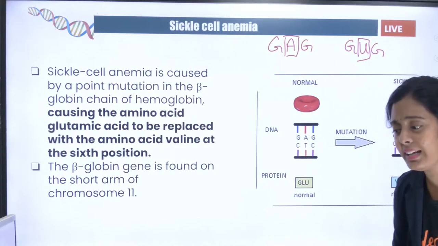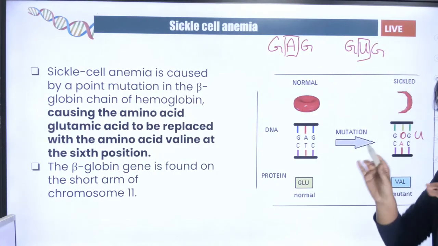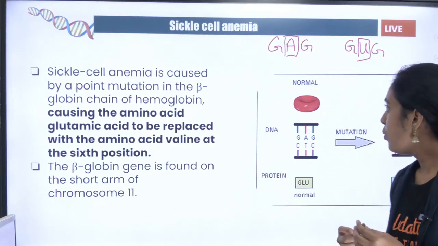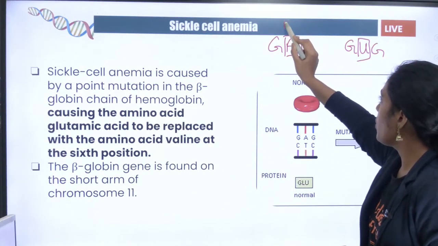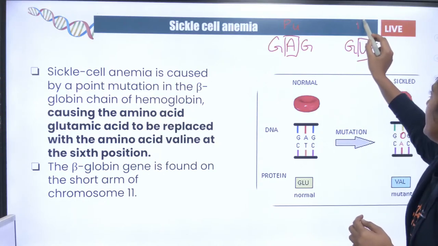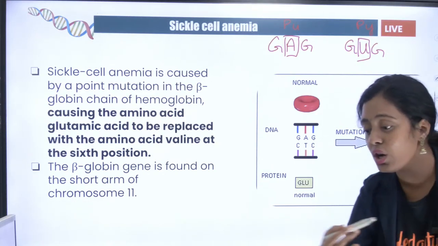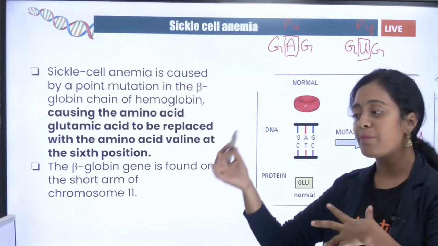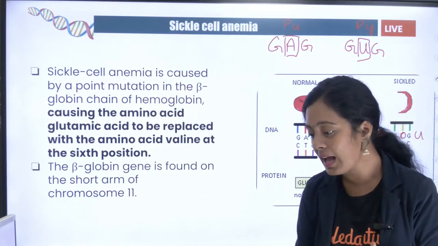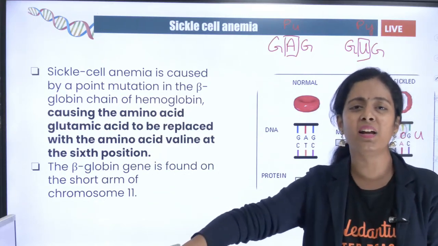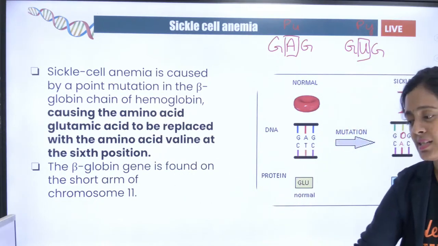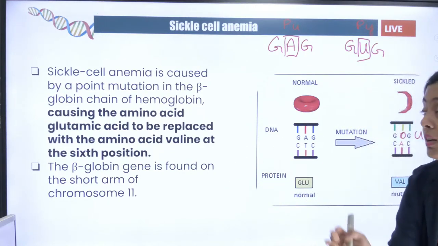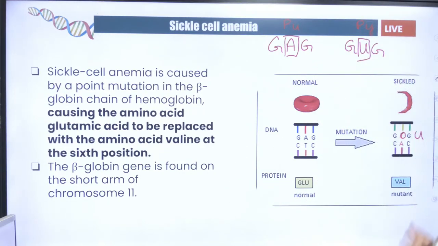Now, can anybody tell me whether it is a transition or transversion? A to U, is it a transition or transversion? What is A? A is a purine, correct? What is U? It is a pyrimidine. So, is it a transition or transversion? Anybody? A is being substituted by U. Very good, very good. Sure shot in the chapter, you will answer any question. Excellent. Okay, it is a transversion. The purine is replaced by a pyrimidine.